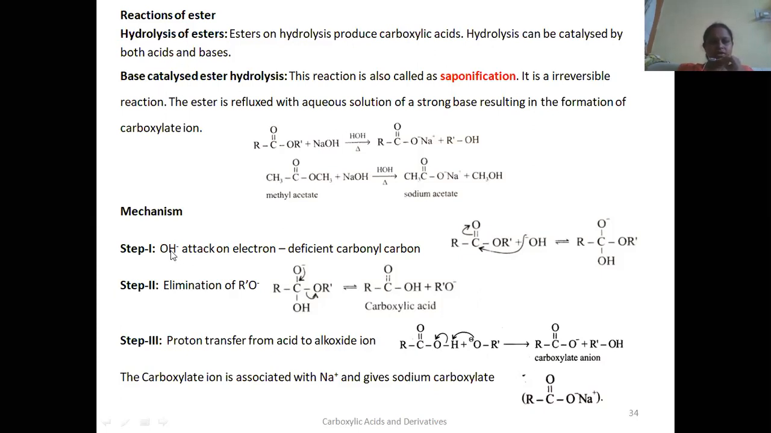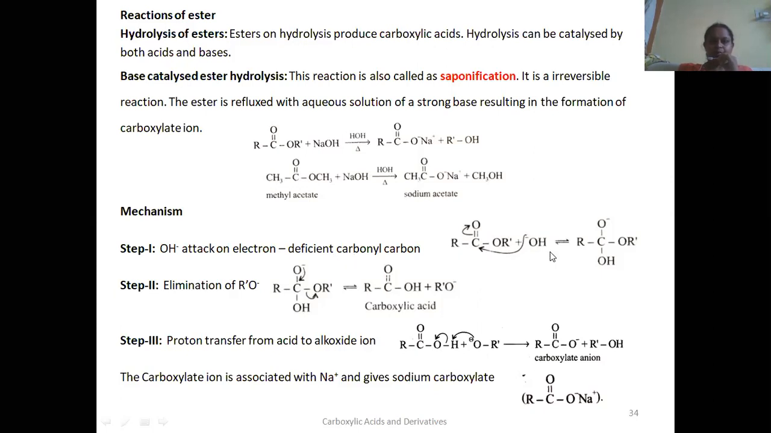Since it is a nucleophile, if you see the structure of this ester, this is an sp2 carbon, and also we have the OR dash oxygen. This OR dash is an electron pulling group. This makes the carbon electron deficient, an electrophilic site here. So we have a nucleophile now and we have an electrophilic site here. So the first step is the OH minus attack on the electron deficient carbonyl carbon, that is the electrophilic site.